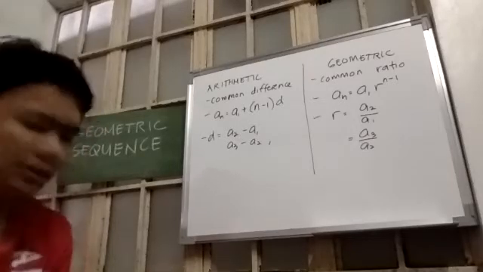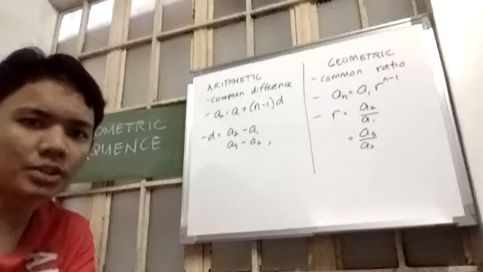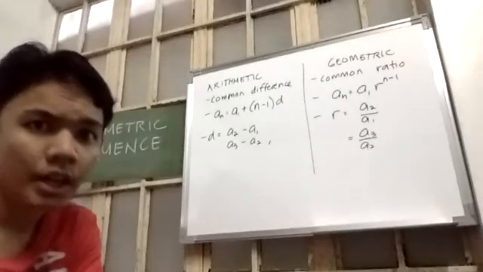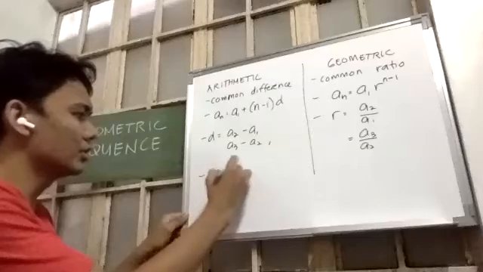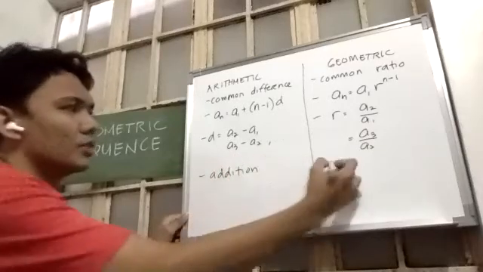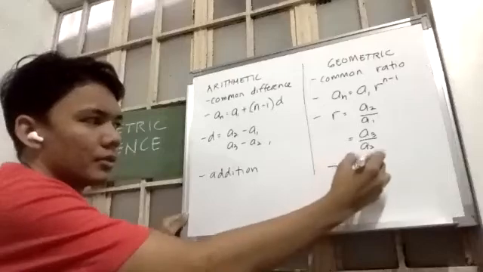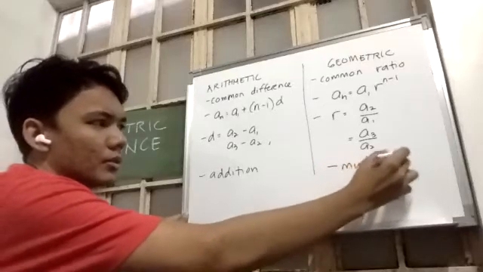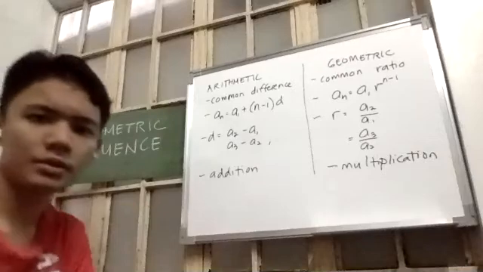Okay na tayo? Ayun yung definition. Geometric ratio ay geometric sequence. They are formed by multiplication. Ito pala, arithmetic, they are formed by addition. Geometric, they are formed by multiplication. Okay.